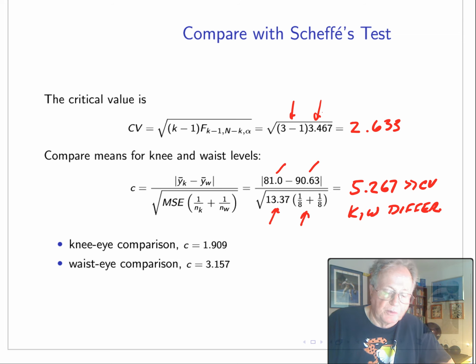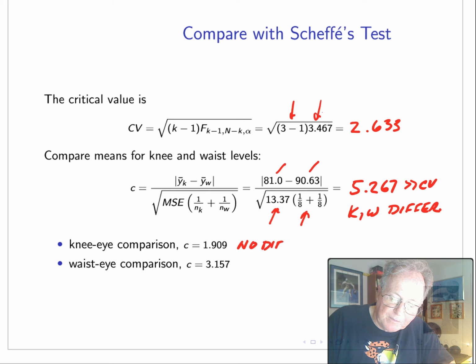If we do the other 2 possible comparisons, knee and eye and waist and eye, we get a small comparison for the knee-eye comparison, so no difference. Whereas with waist and eye, we get a larger test statistic, and so there's a difference.